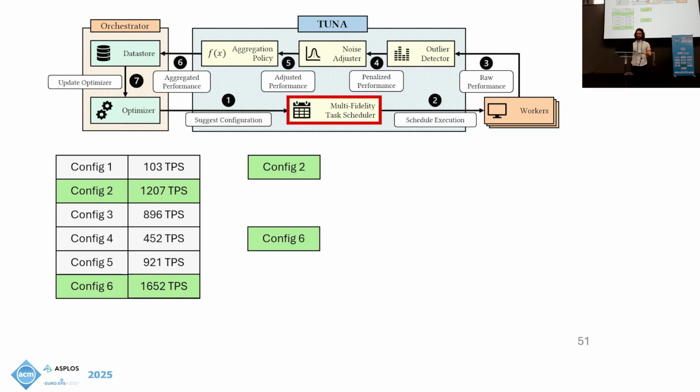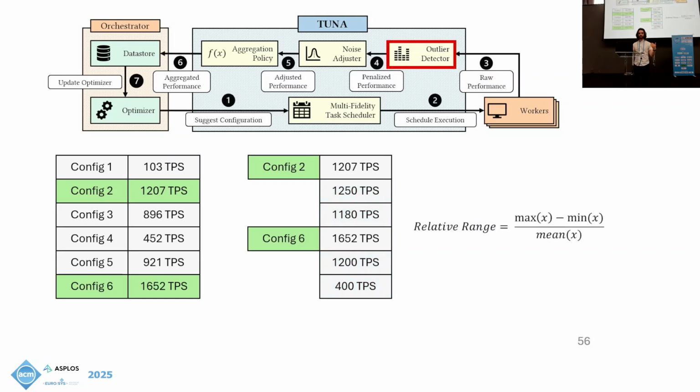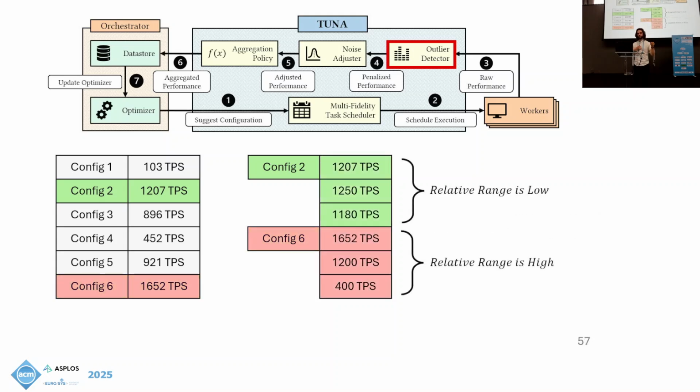So then we go back to the scheduler, we then schedule these tasks, and now we're going to be running these on two new nodes, essentially nodes that were not previously run on, to sample across the broader cluster and hopefully get some information about whether or not during deployment these configurations will be stable. We then go to the workers again, we collect some new scores, and now we feed these to the outlier detector. And so the way that we do this is we calculate some range, which is relative to the mean. And in this case, we find that configuration 2 is actually very, very stable. It has a very low relative range, while configuration 6 has an incredibly high relative range, around 70%.